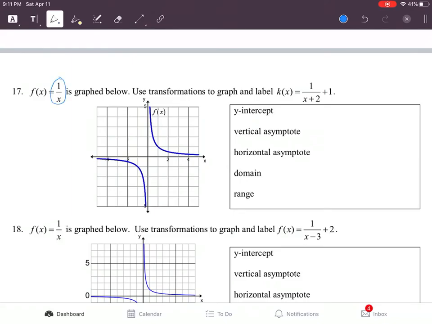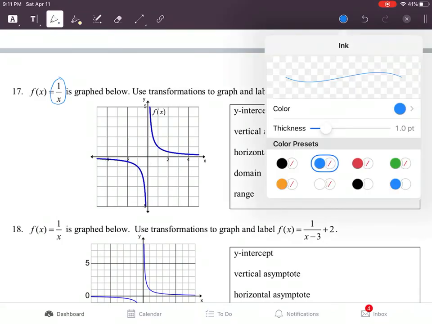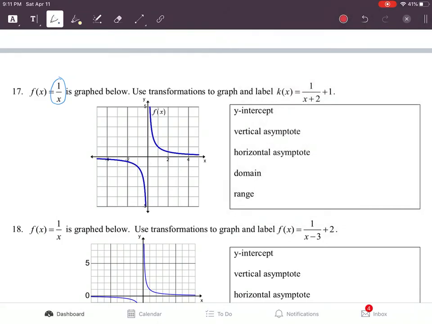Okay, the blue lines are 1 over x, and we want to change the graph based on our transformations. I'm going to change color so it's obvious which one is which. All right, so we have two changes. The plus 2 on the bottom, that's inside the function, so this is going to make the graph go to the left by 2. And the plus 1 on the outside is to make the graph go up by 1.